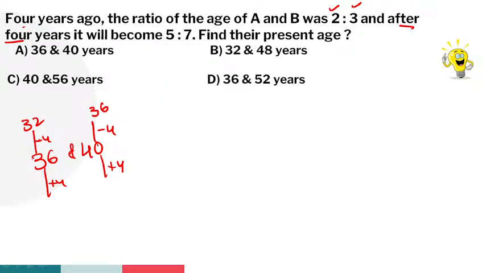Yes. After 4 years, 36 plus 4, 40. 40 is a multiple of 5. Yes. 40 plus 4, 44. 44 is a multiple of 7? No. That's why first option is the wrong option, guys. And move on to second option.